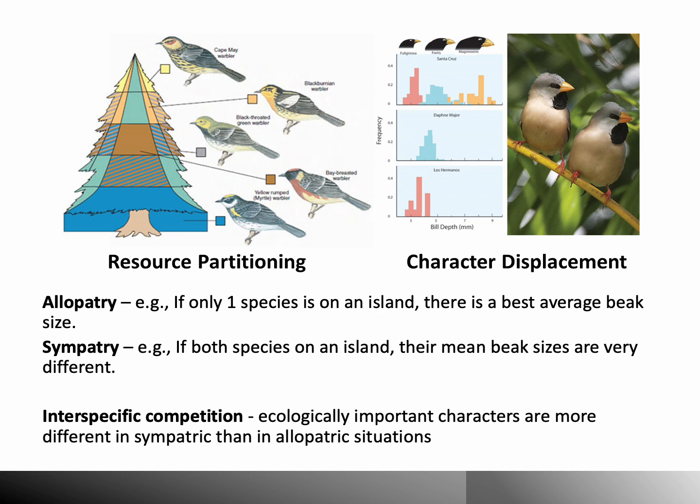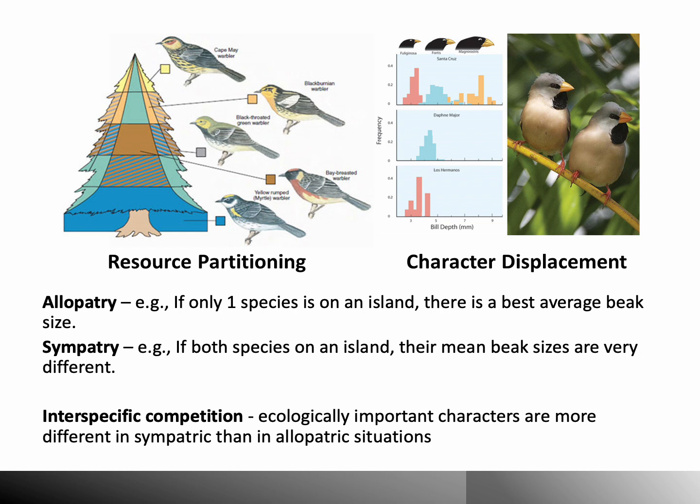So the previous example with the warblers would be an example of partitioning of resources, right? Resource partitioning. They're using different parts of the tree because they have the same resource, but they're using it in slightly different ways. The example with the finches is an example of what they call character displacement. Competition driving the evolution of a character by favoring the character in different directions depending on the species. This is happening when these species are forced to compete sympatrically.